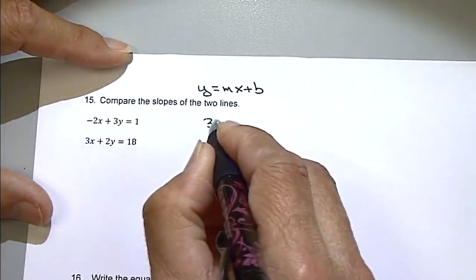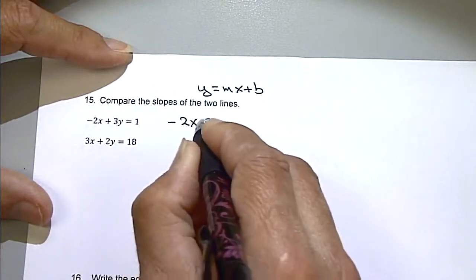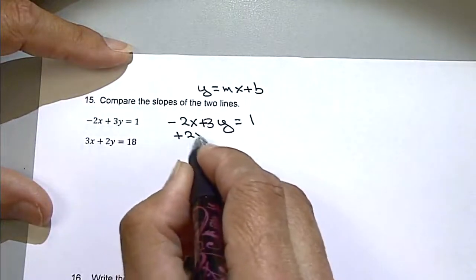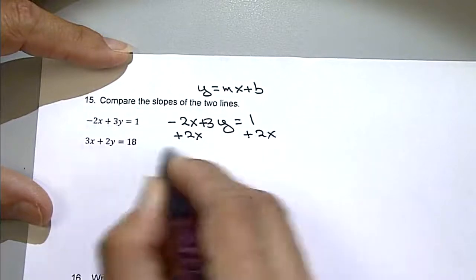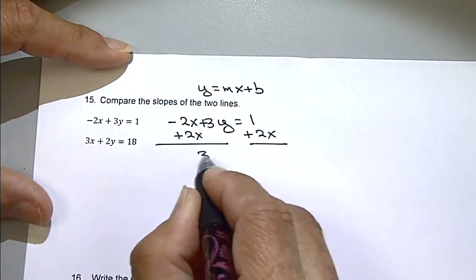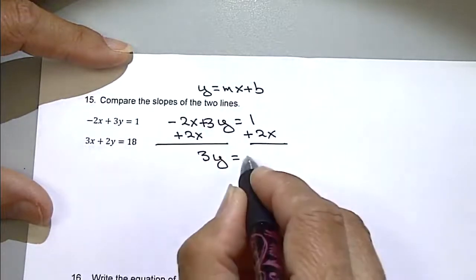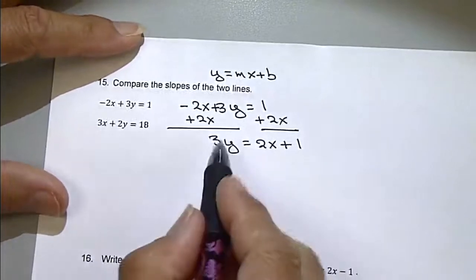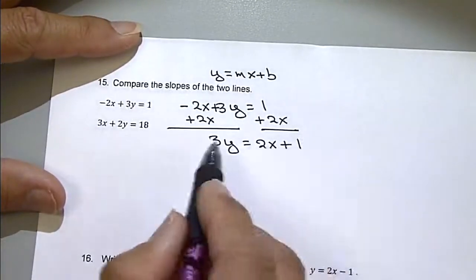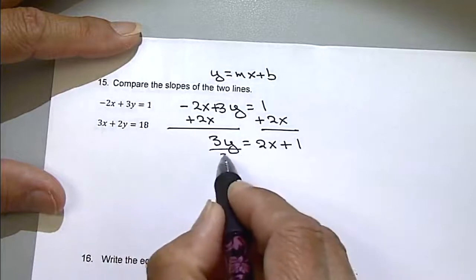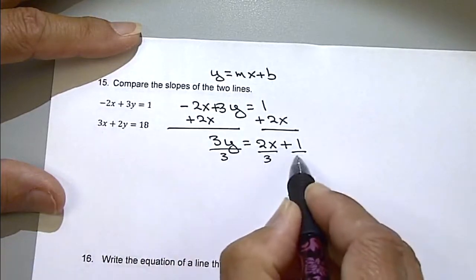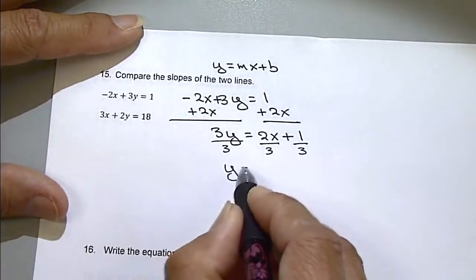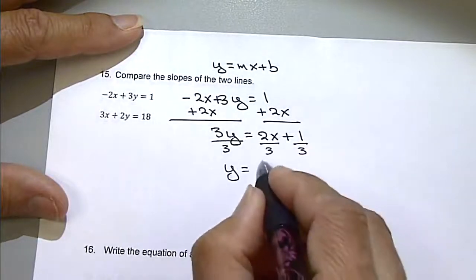So here, this first one, I've got to get this negative 2x out of there, so I'll add 2x to both sides, right? And that gives me 3y is equal to, and I want it in that format, so I'm going to put 2x plus 1. And now I need to get this to be just plain old y. So every term has to be divided by 3. This one has to divide by 3, this one has to divide by 3, and that one has to divide by 3. Remember? So this is going to be y is equal to, let's take this number out front because it's the slope, right?